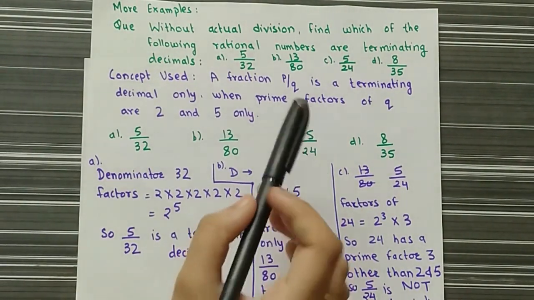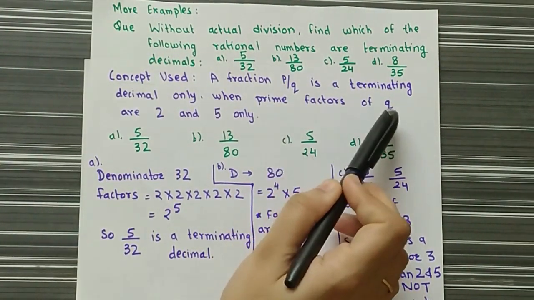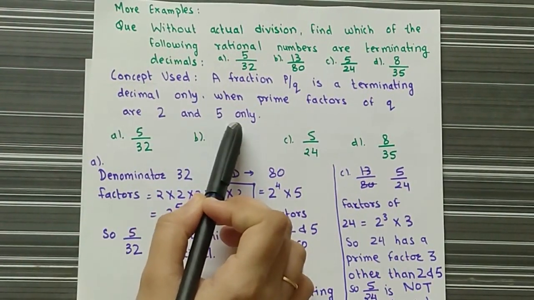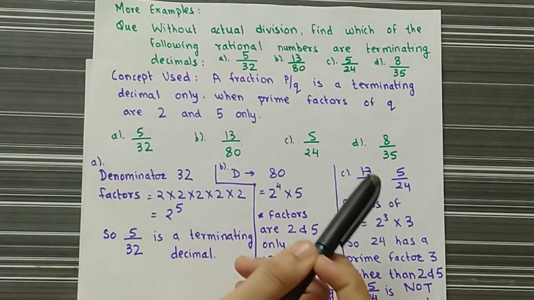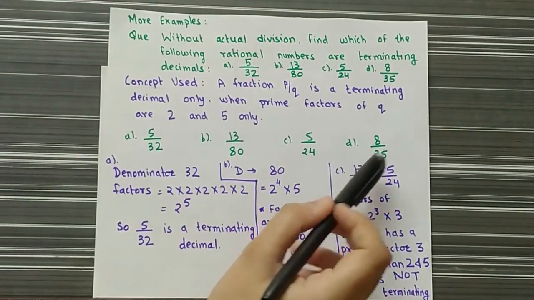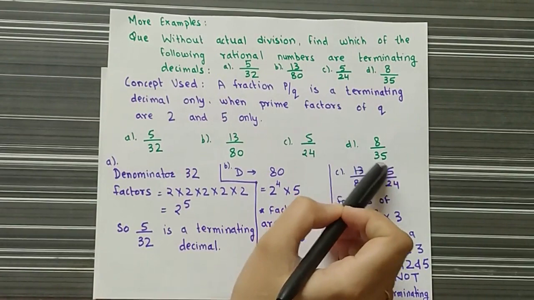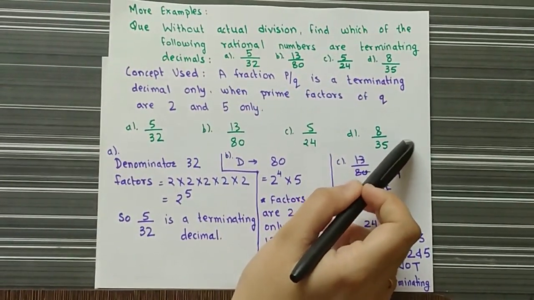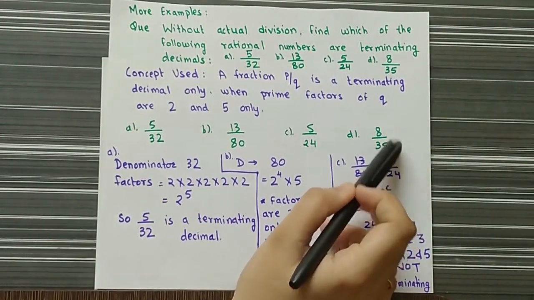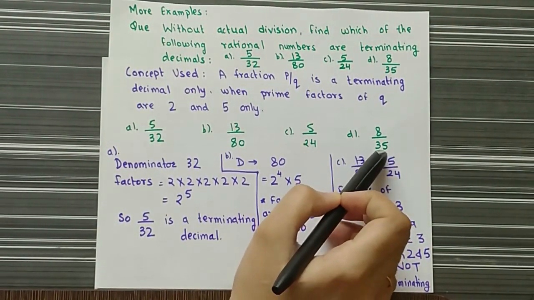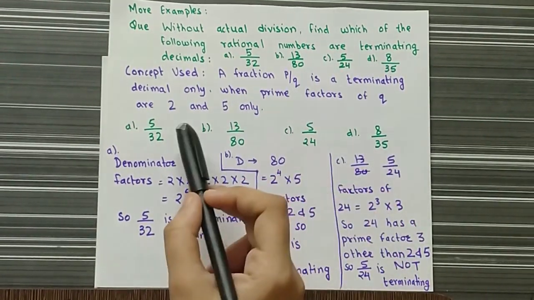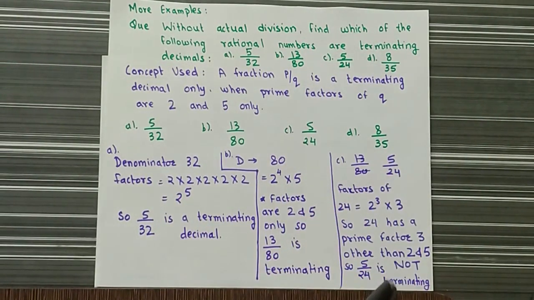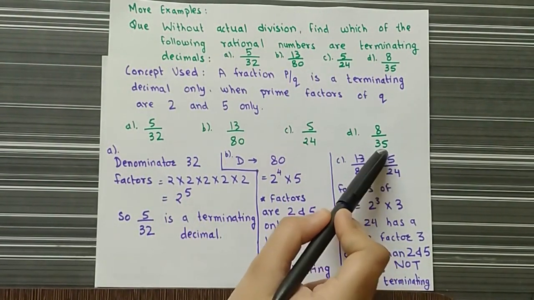We should note that the prime factors of the denominator should be 2 and 5 only. Suppose there is any other factor, for example, in this question, 8 by 35. 35 is the denominator. And what are the factors of 35? 7 into 5. So we have 7. The prime factor of 35 is 7 other than 2 and 5. So this rational number will be a non-terminating decimal.